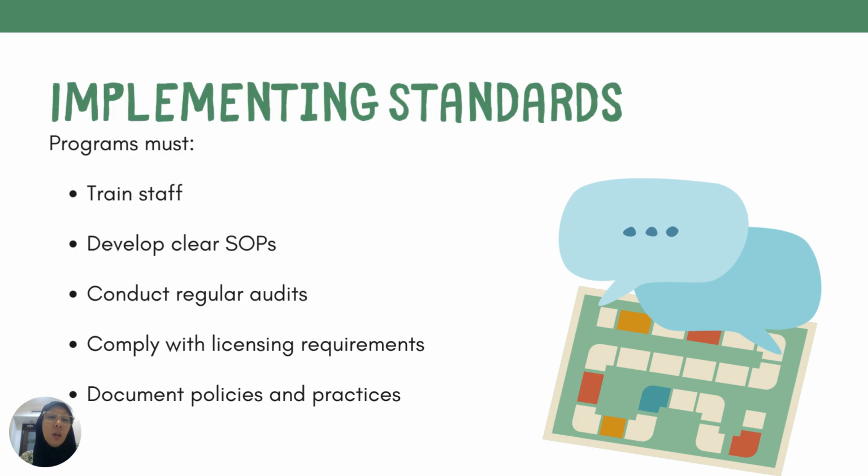Now how can we implement the standards of practice? There are a few ways we can do that. The first one, of course, we need to train the staff. The staff is our frontliner, therefore they need to know what the procedures are. In order to let them know about the procedure, most of the time we will send the staff for training. There are compulsory trainings and optional additional trainings. One way to implement the standard is by sending the staff to training.